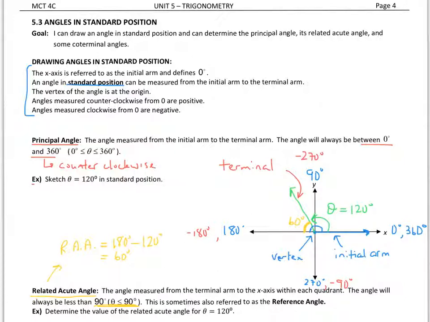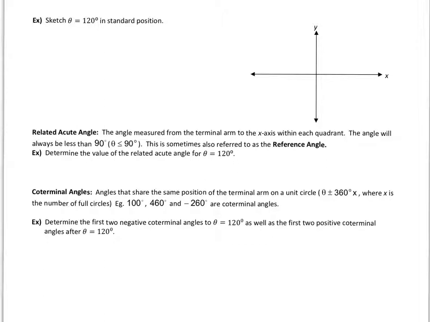All right, moving on here. We have coterminal angles. Coterminal angles is another vocabulary piece that we need to know. These are angles that share the same position of the terminal arm on a unit circle, where x is the number of full revolutions or rotations, full circles.